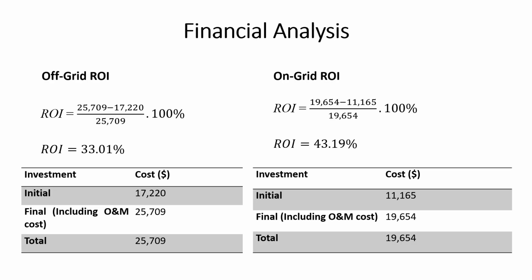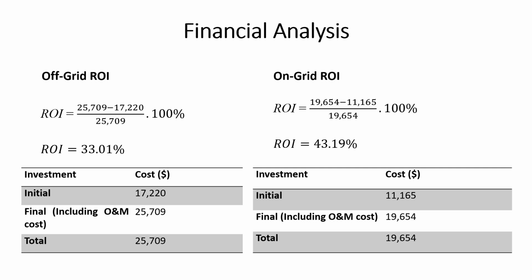So we have calculated the total investment cost here. You can see that the initial investment cost was 17,220 US dollars. The final value, which includes the waiting cost, gives us 25,709 US dollars. Based on this figure, we will calculate the off-grid ROI. The off-grid ROI comes to 33.01%. But for on-grid ROI, the ROI percentage increases by about 10%, so it is now 43.19%.